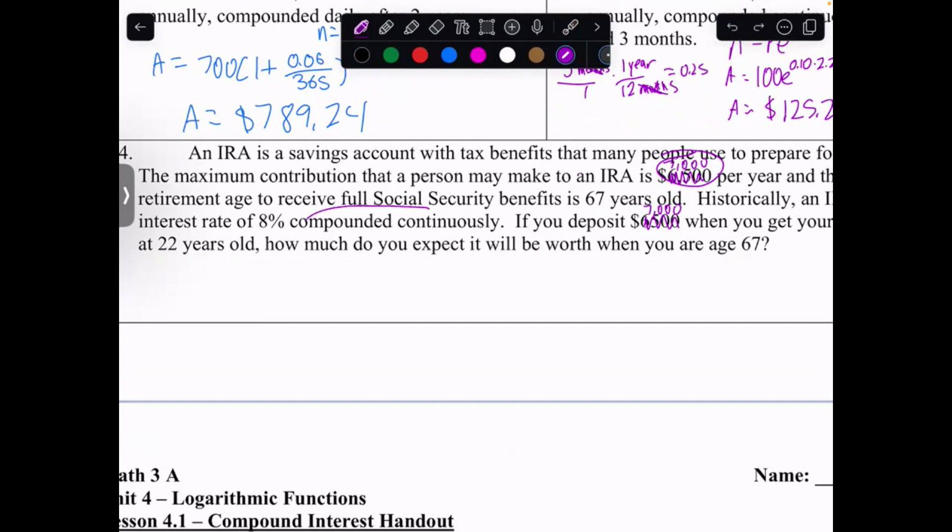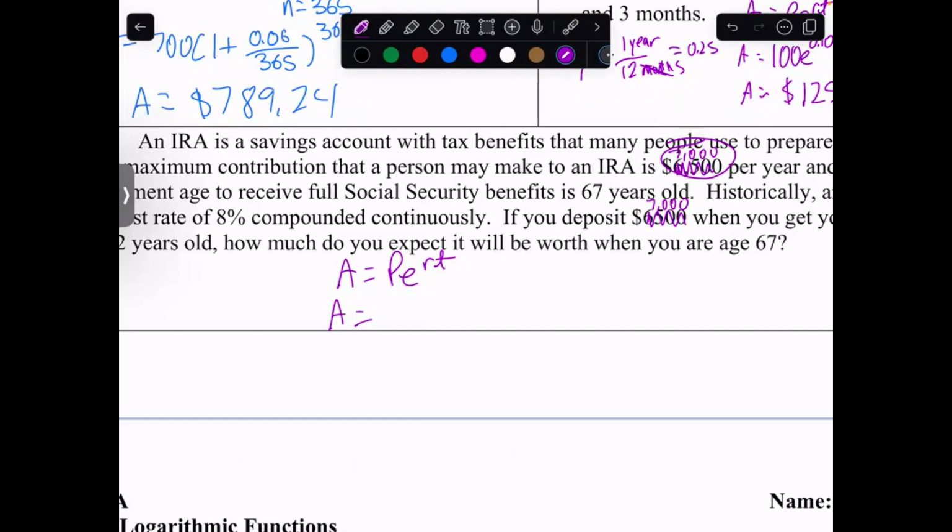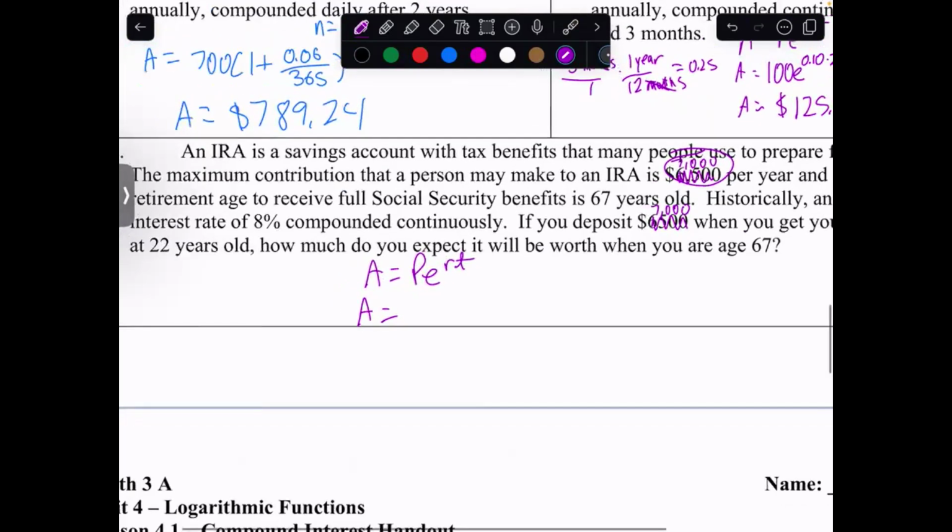This is compounded continuously, so we're going to use the A equals P e to the power of rt formula. We're trying to find the ending balance. The initial amount, you can only deposit $7,000 that first year. e is just e. It's a number, not a variable. The interest rate, again, this is not a number I made up. This is the actual number. It's not guaranteed. Some years it's less, some years it's more, but on average, it's been 8%, which is 0.08.